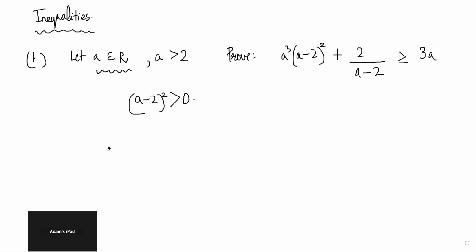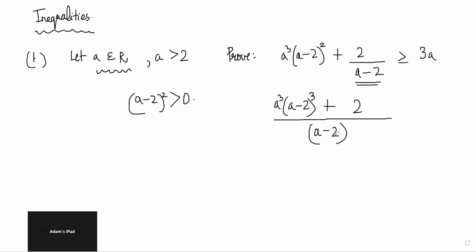You should simplify it like this. First of all, I should add it because you can see an A minus 2 here. If you add these two fractions, what will you get? Here it will be A minus 2 to the power 3, plus 2, is greater than or equal to 3A. This is what we want to prove.